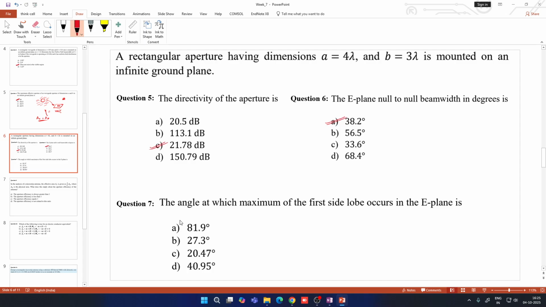The angle at which the maximum of the first side lobe occurs in the E plane is. So it's asking about the first side lobe angle. Let's say this is an E field pattern, it doesn't have to be correct, I'm just drawing one. We've seen that there is a sinc function involved, x by x, in the E field pattern in the far field. So definitely the side lobe will be there. It wants us to find at which angle the maximum happens. So this angle we have to find out.